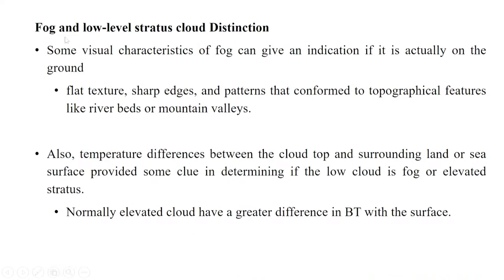Then how can we distinguish between the fog and low level stratus cloud? Till now, whatever we are getting from the satellite is basically a mixture of the fog and low level stratus cloud. We can do it using some visual characteristics, like flat texture, sharp edges, and patterns that conform to topographical features like a river bed or mountain valley. So these are the characteristics of the fog. Low level stratus clouds won't follow this kind of pattern.